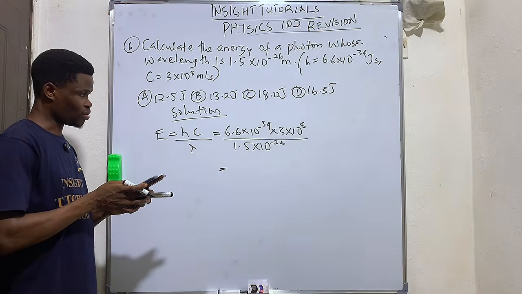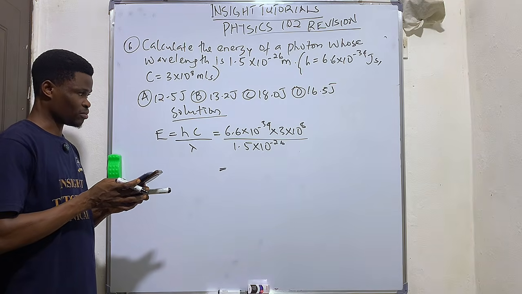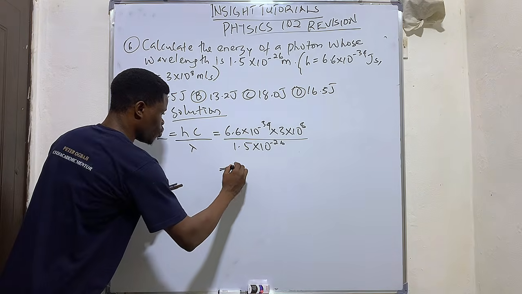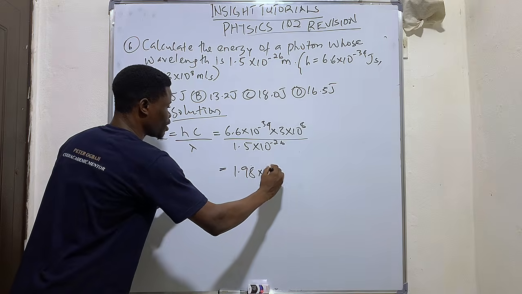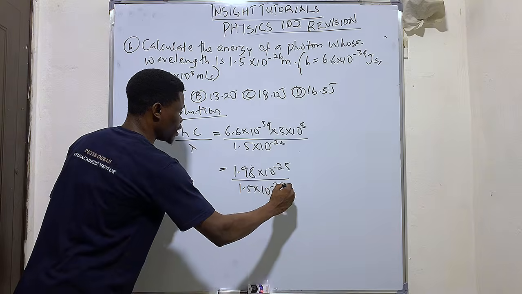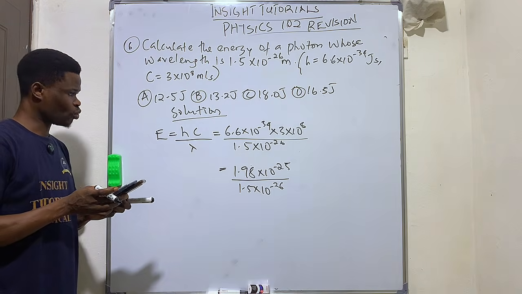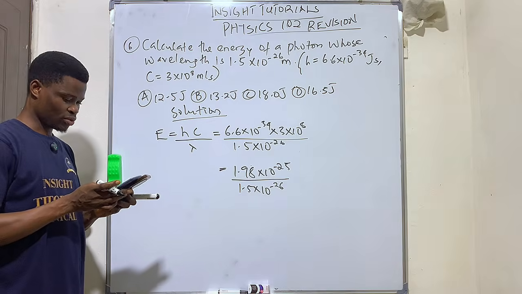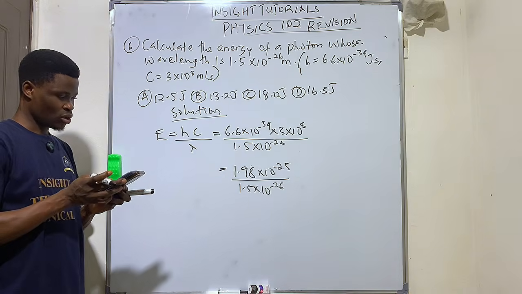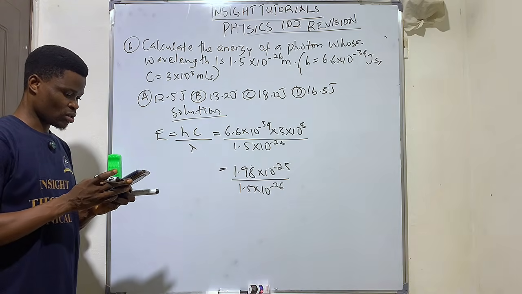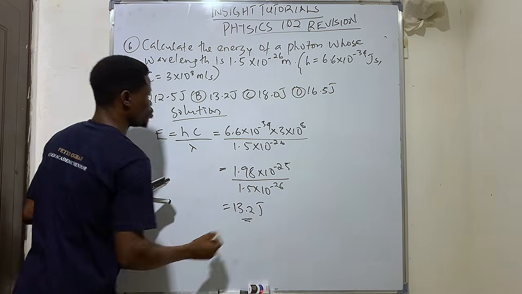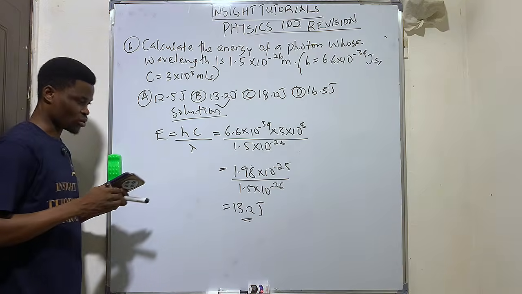6.6 times 10 raised to the power of negative 34 times 3 times 10 raised to the power of positive 8 will give us 1.98 times 10 raised to the power of negative 25, all over 1.5 times 10 to the power of minus 26. And so if we do 1.98 times 10 raised to the power of minus 25 all over 1.5 times 10 raised to the power of minus 26, it happens that our answer is 13.2 joules. So option B is correct.